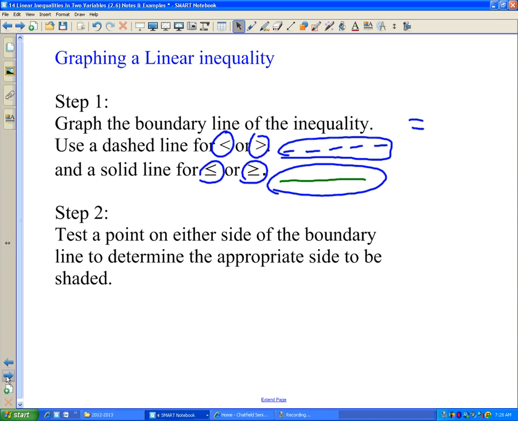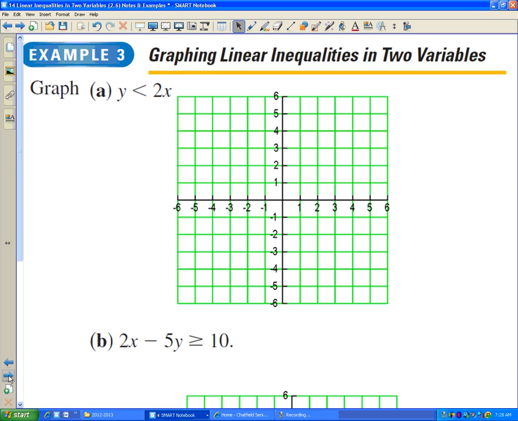Step 2, test a point on either side of the boundary line to determine the appropriate side to be shaded. We could actually just test one. There's some ways you can look at the graph and kind of decide which is which. We'll talk about this in a little bit. So let's actually try an example.